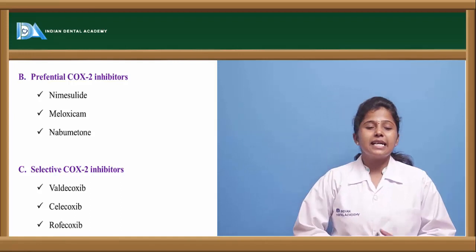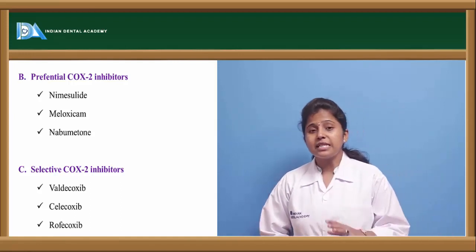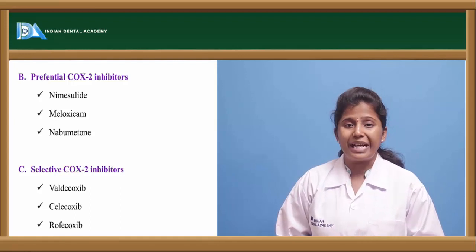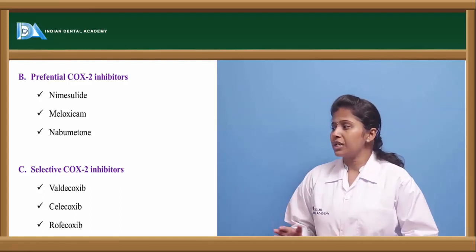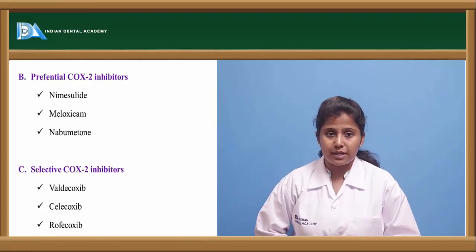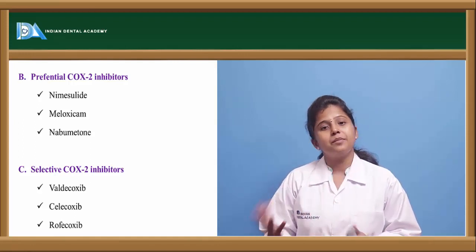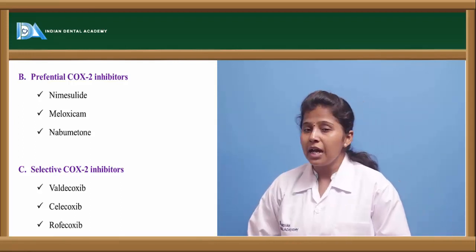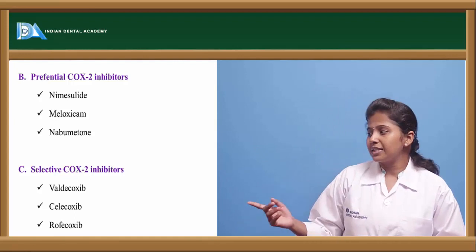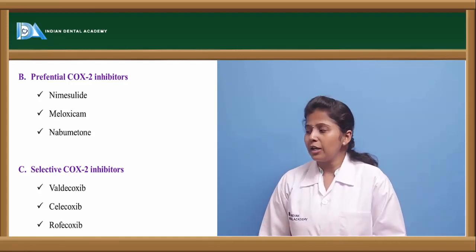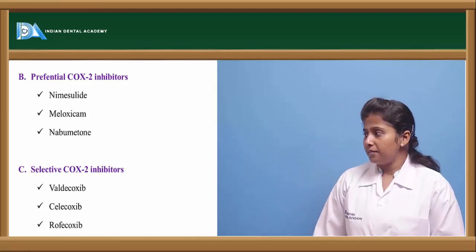Now we'll see the selective COX inhibitors. These are the drugs which act on either the COX-1 enzyme or the COX-2 enzyme. The selective COX-2 inhibitors, in the sense preferentially COX-2 inhibitors, include drugs like nimesulide, meloxicam as well as nabumetone, and the selective COX-2 inhibitors include drugs like valdecoxib, celecoxib and rofecoxib.